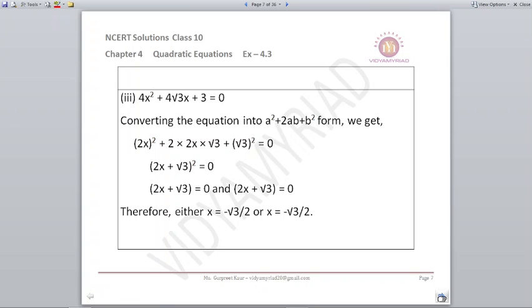Now what does it mean? It is repeated 2 times. So that means my x is equal to minus root 3 upon 2, or x is equal to minus root 3 upon 2. The values of x will remain the same and it will come 2 times.